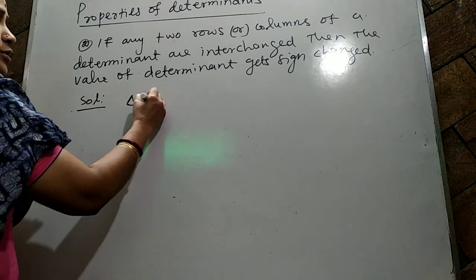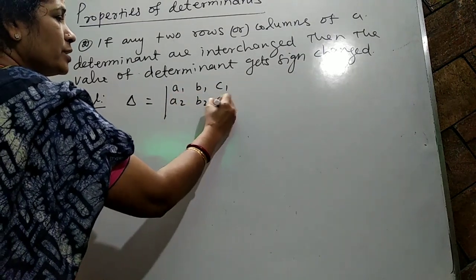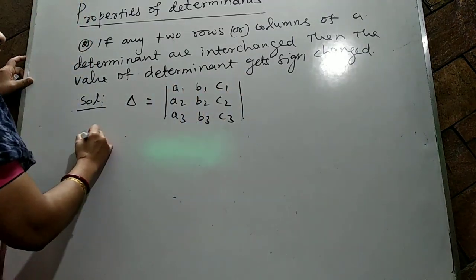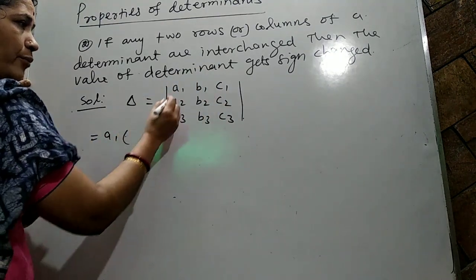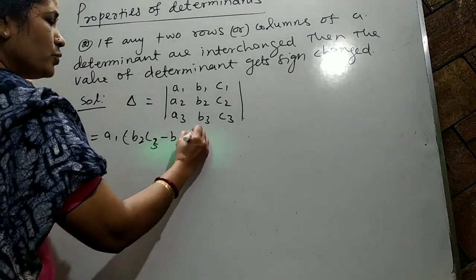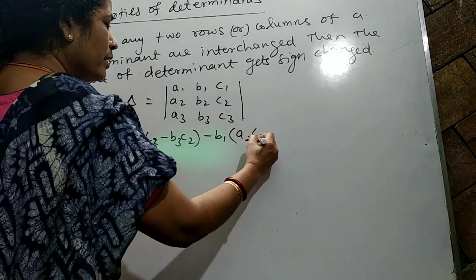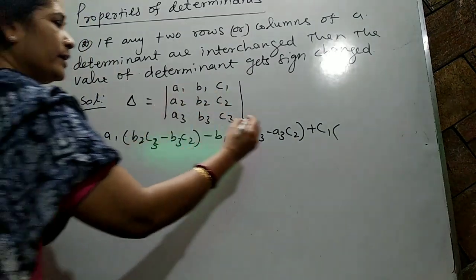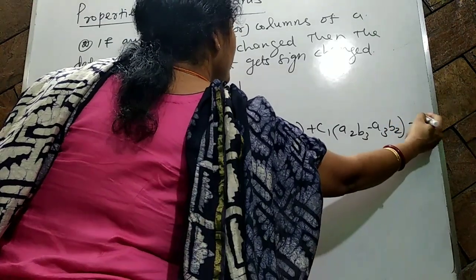Now delta equal to A1, B1, C1, and then A2, B2, C2, and then A3, B3, C3. If I expand using R1, that is equal to A1 into delete corresponding row column, B2C3 minus B3C2, and then minus B1 into delete row column, we will get A2C3 minus A3C2, and then plus C1 into delete row column, we will get A2B3 minus A3B2. That is equation number 1.